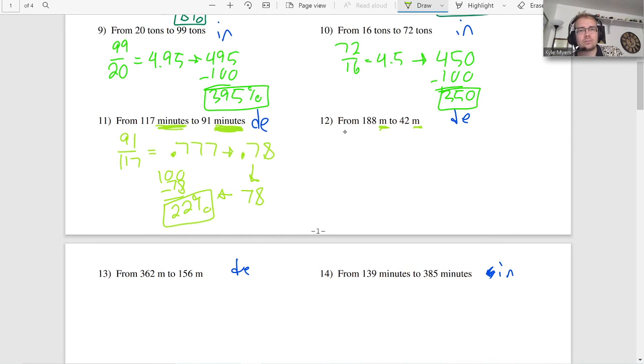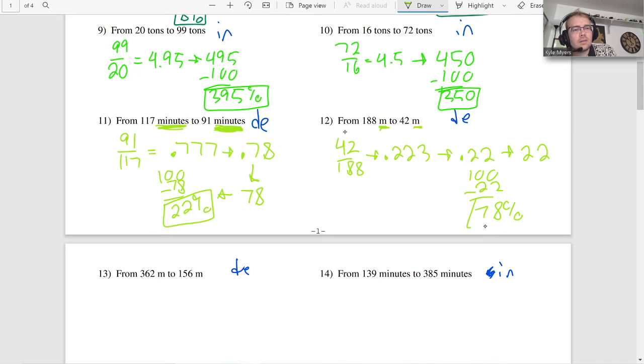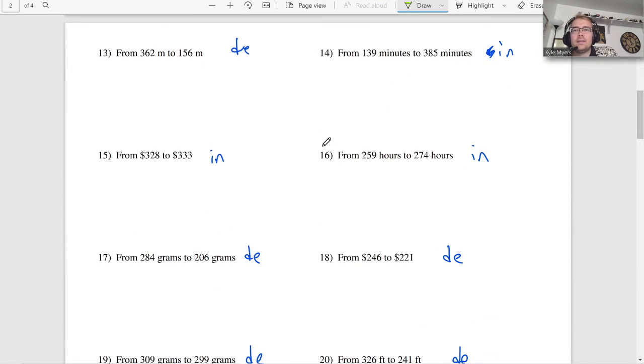So 42 divided by 188. That is 0.223, which rounds down to 0.22, which turns into 22. And then we would subtract that by 100. 100 minus 22. Oh, hey, we just got 22 here, so 100 minus 22 is 78. Whoa, crazy.